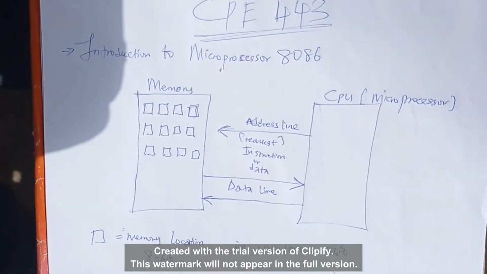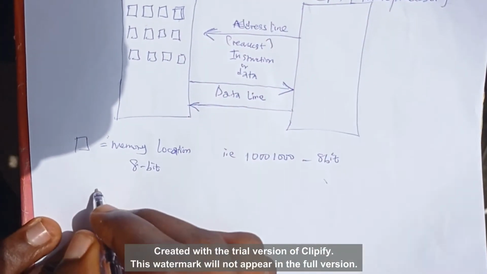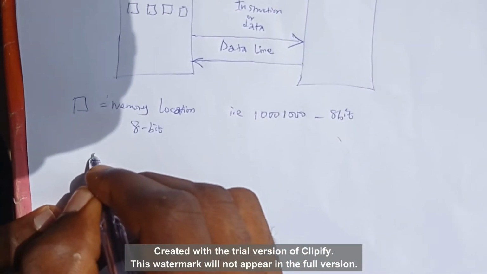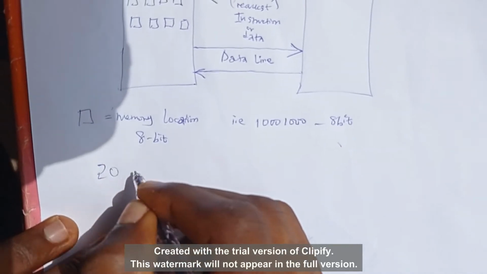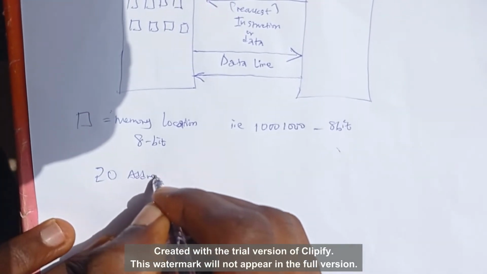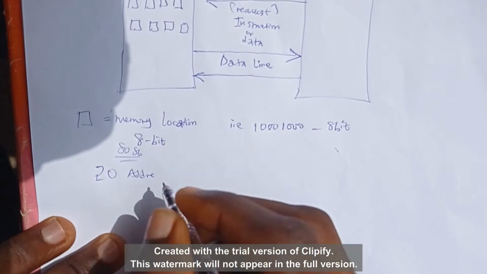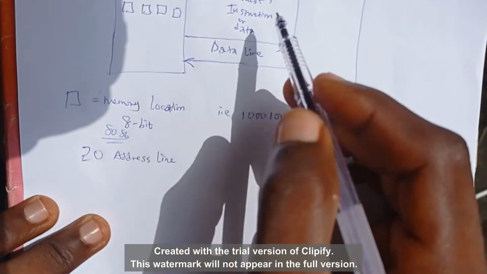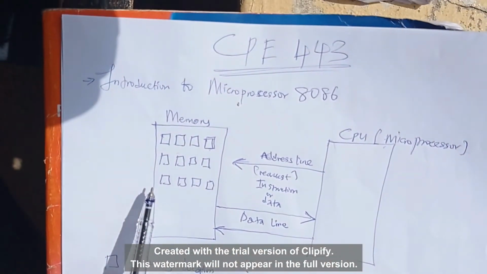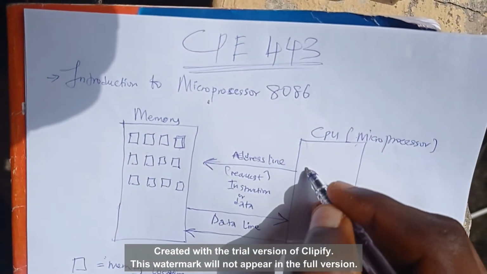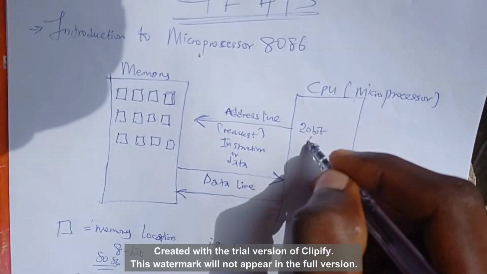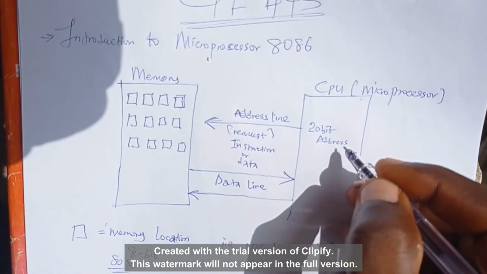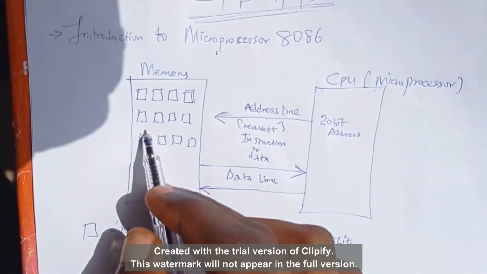So that now leads us to the 8086. The 8086 microprocessor has 20 address lines. That means for this microprocessor to request an instruction, it needs a 20-bit address to request instructions.